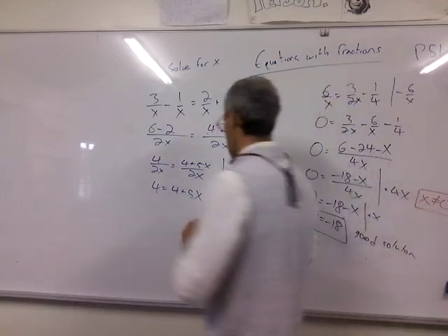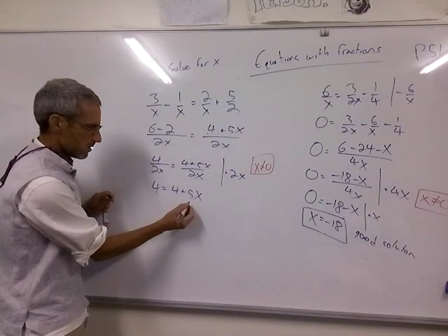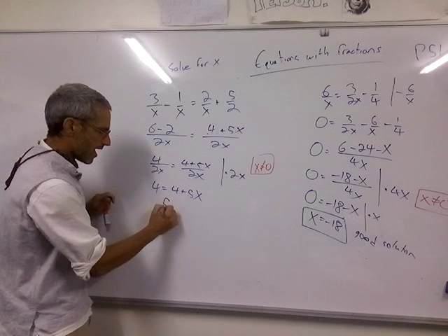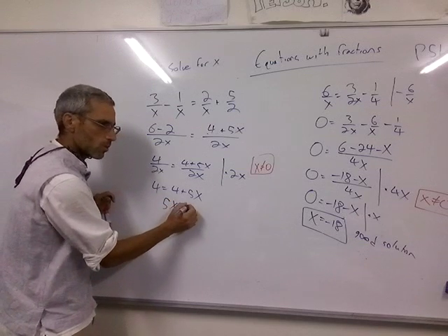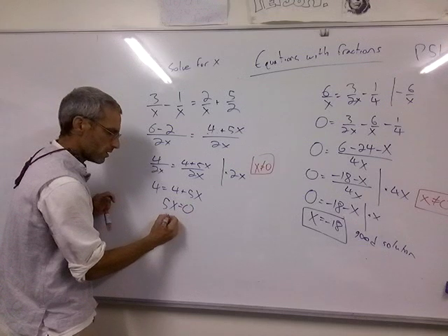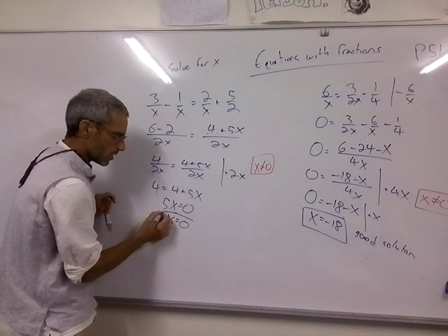Okay, let's go with the flow. What shall I do now? Now you move the 4. Move the 4. Okay, so 5x equals 0. What's the solution? X equals 0. Okay, what do we do now? But x can't be 0.